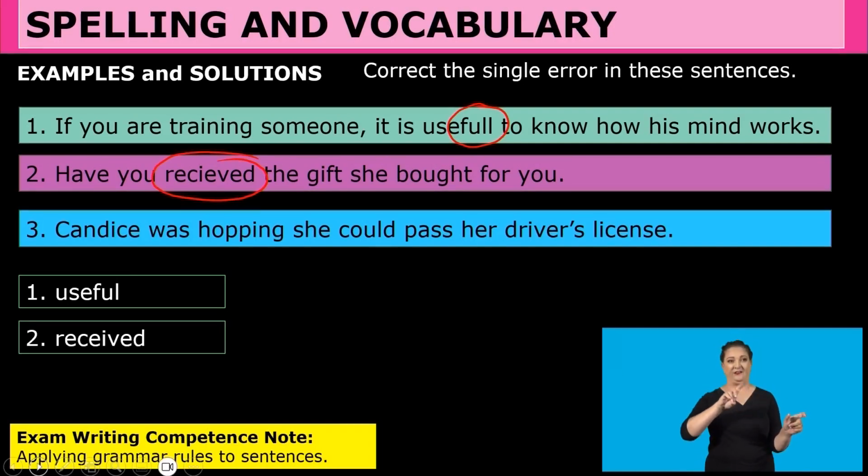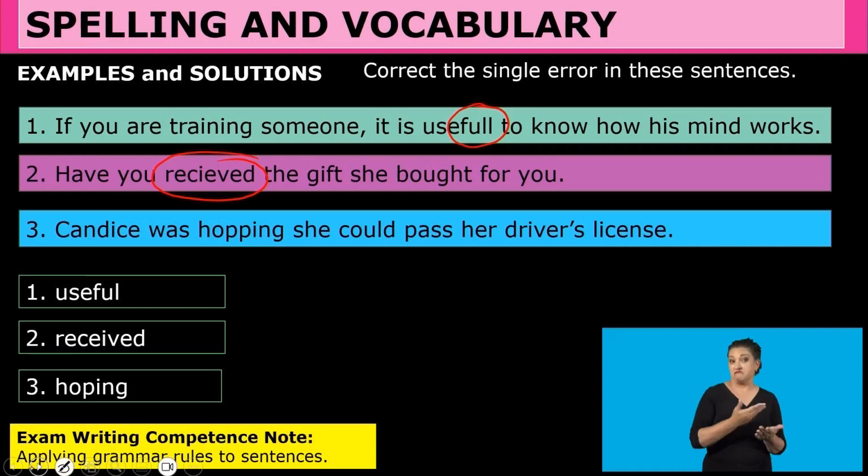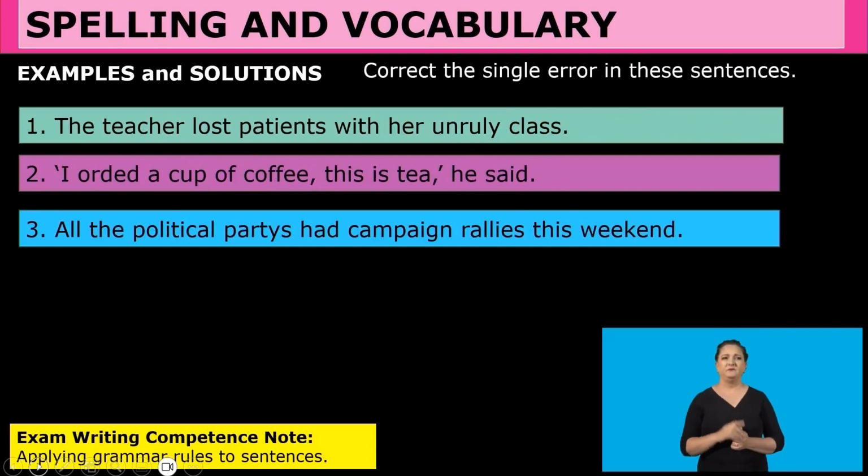All right. Candace was hoping she could pass her driver's license. And in our response, we see because it is coming from the word hoping, because it's a long sound, we only have to have one consonant. All right. Let's see if we can do these sentences as well.